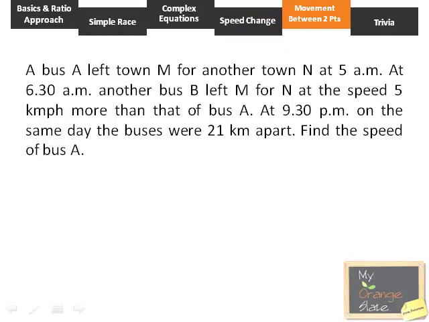We'll see the questions on movement between 2 points. Here it says that a bus A left town M for another town N at 5 am. At 6:30 am, another bus B left M for N at a speed 5 km per hour more than that of bus A. At 9:30 pm on the same day, the buses were 21 km apart. Find the speed of bus A. Can you try solving this question, friends? You can pause the video and take 2 minutes to solve.